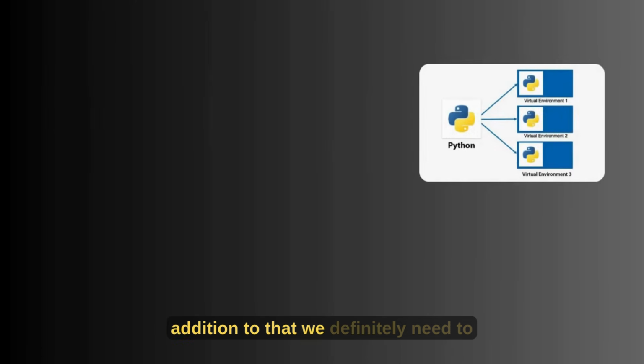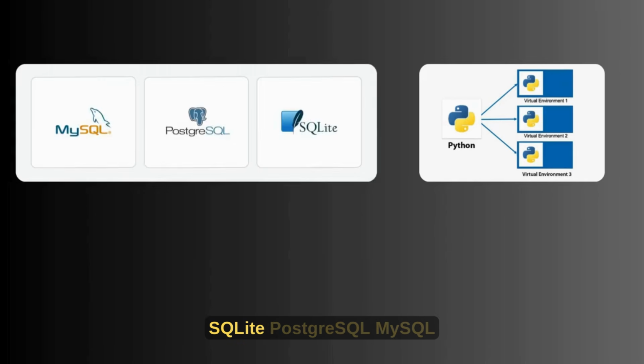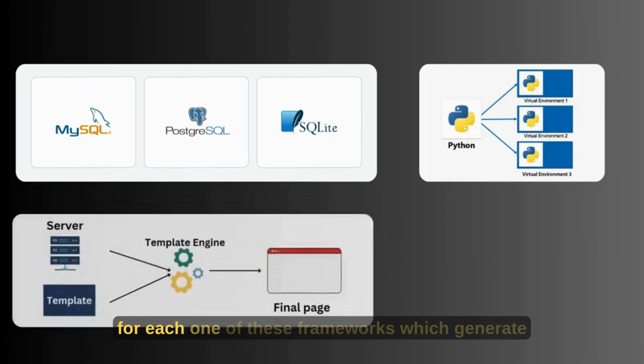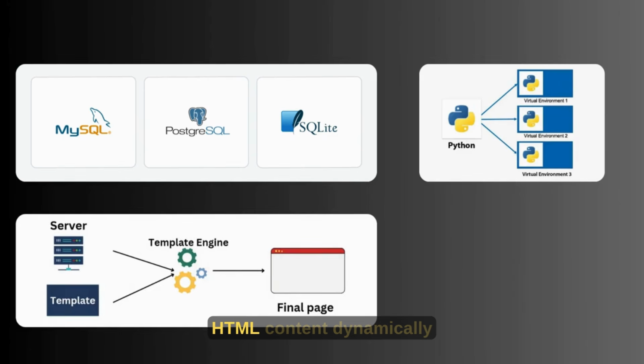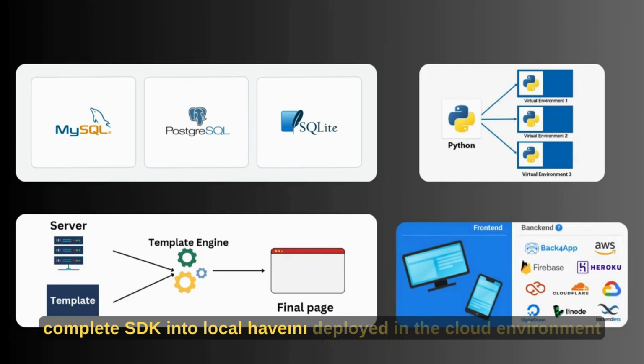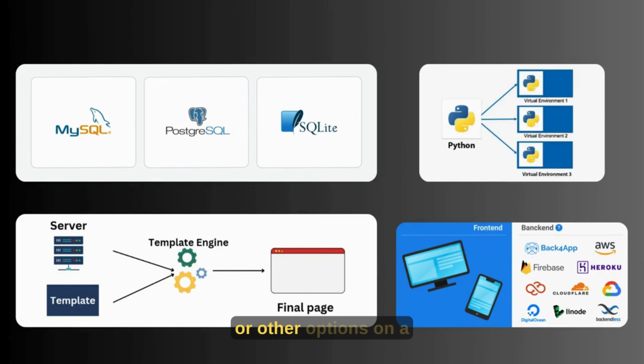In addition to that, we definitely need to think about virtual environments, using those to isolate our project dependencies, as well as what database we'd like to integrate with, SQLite, PostgreSQL, MySQL, and using the appropriate libraries with them as well. Templating engines are quite important for each one of these frameworks, which generate HTML content dynamically. Finally, we definitely want to deploy this in a production environment. So we look at having it deployed either in a cloud environment or other options on a local machine.